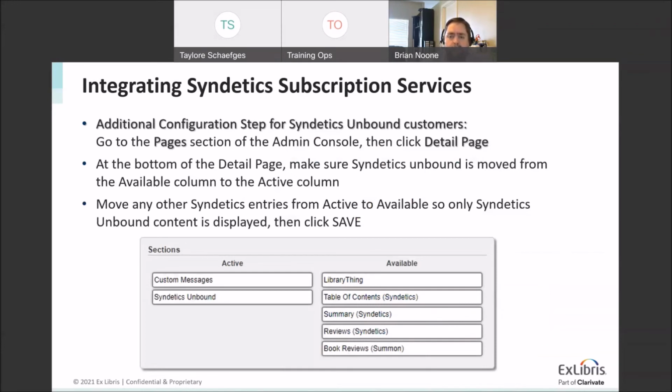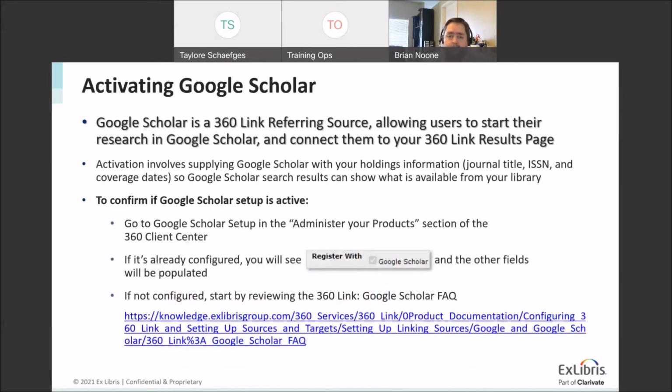You need to go to the Pages section of the admin console and click Detail Page. And down at the bottom, make sure Syndetics Unbound is in the Available column, and move it to the Active column. So that will ensure that you are getting just the Syndetics Unbound information. That's Syndetics Unbound. Lastly, I'm going to talk very briefly about activating Google Scholar.